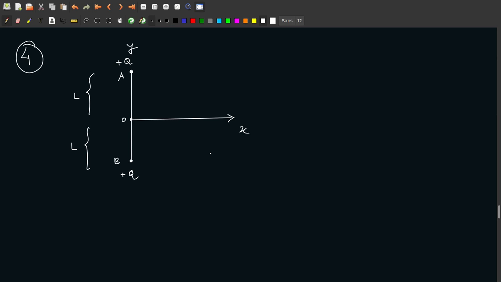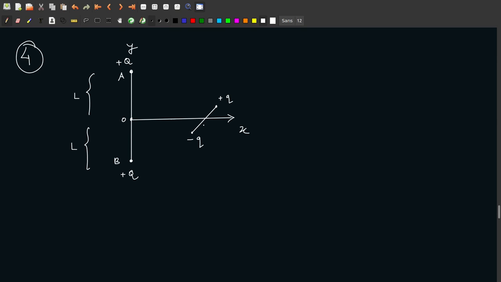So the center of mass of a rod of length 2L is free to move along the x-axis in the horizontal plane. So this is also a rod of length 2L, the center of mass of which is constrained to move along the x-axis in a horizontal plane. Let me draw the charges. This is plus q, and this is minus q. And it is free to rotate about an axis perpendicular to the xy plane.